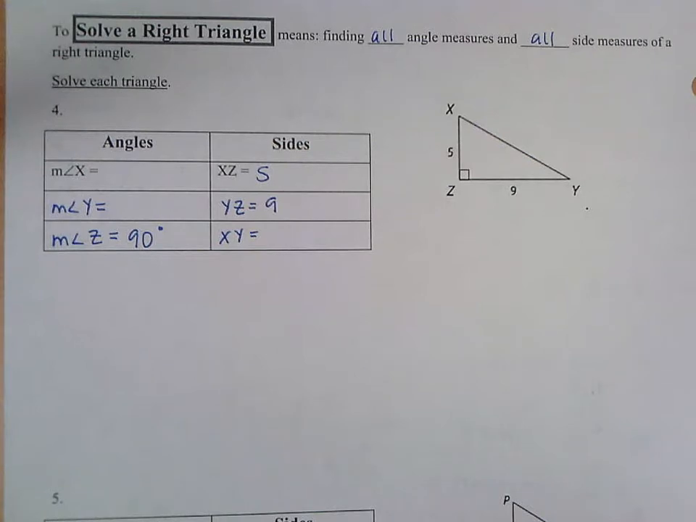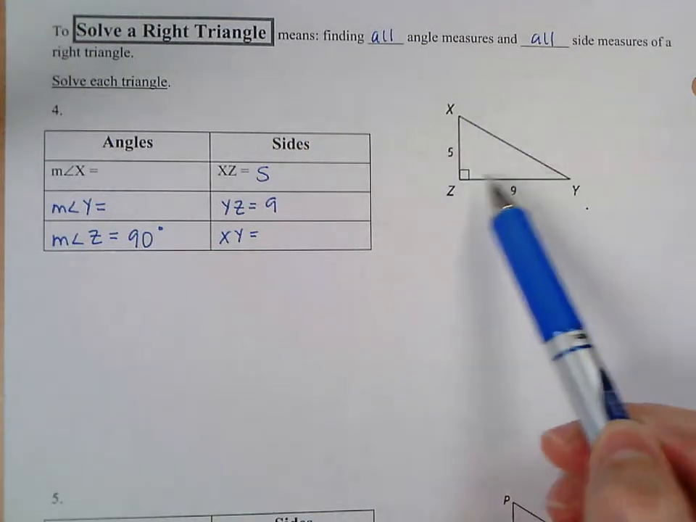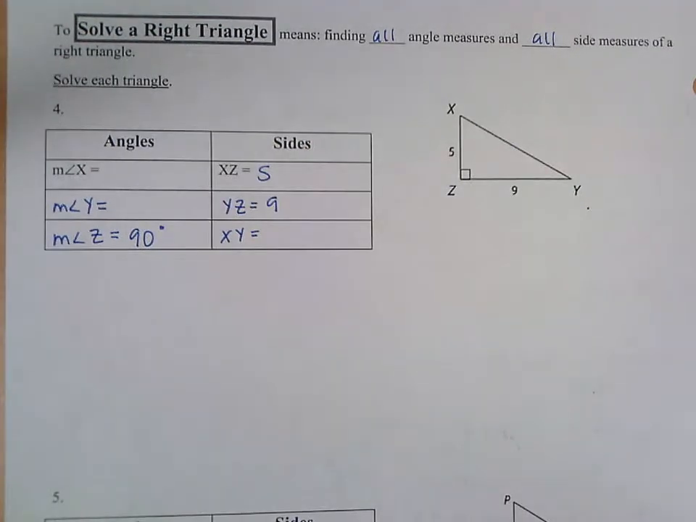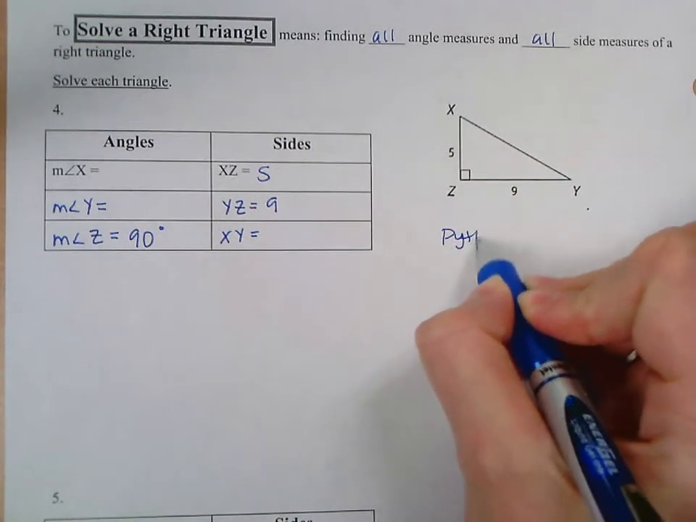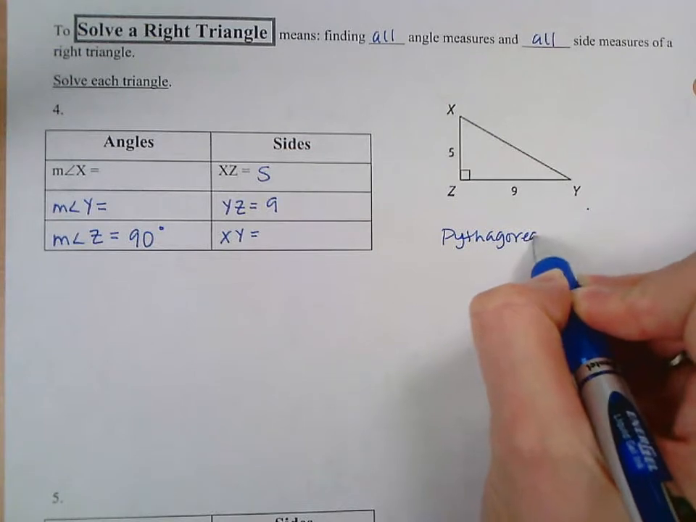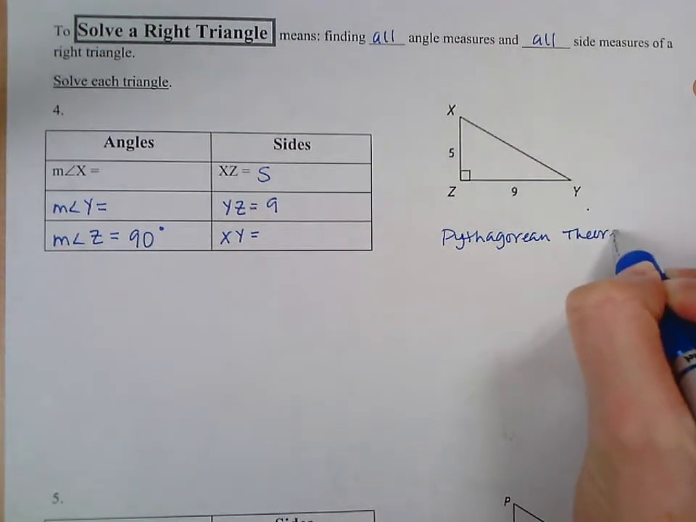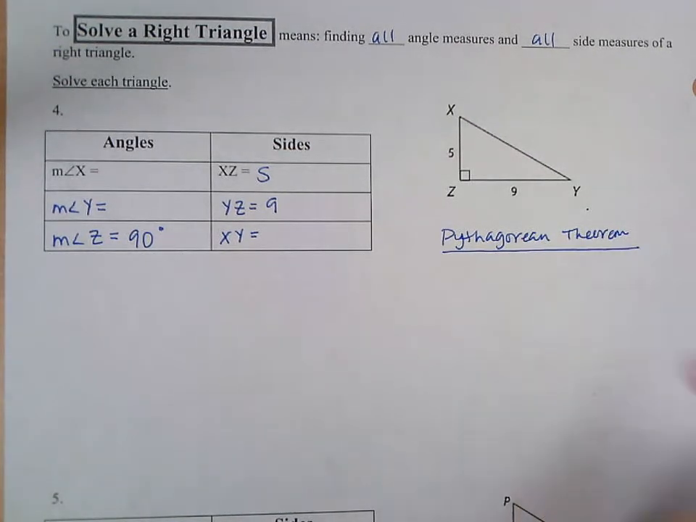That would only be if we knew this was a 30, 60, 90. Nope, that's okay. You're thinking, though, that we could use that. What was the first thing we covered in chapter 8, aside from simplifying? Pythagorean theorem. Do not forget about the Pythagorean theorem. All right, if you know 2 sides of a right triangle, you can find the missing side using the Pythagorean theorem.